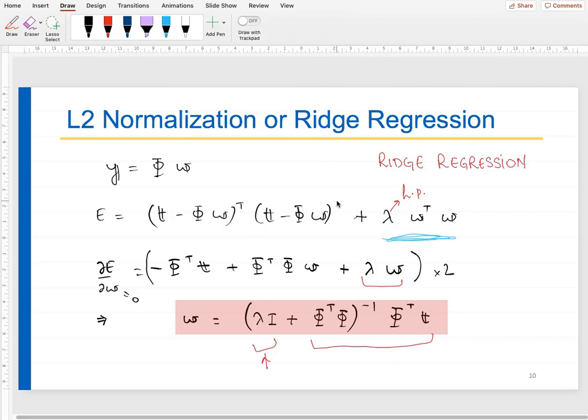Okay, so this is another method to reduce overfitting. How do we reduce overfitting? So we have t as the true value, and phi w as the estimated value. The same error function, called the least squares or squared error function, mean squared error function, and I add this term. This term will penalize the size of w. So maybe I can draw a rough plot to give an intuitive understanding.